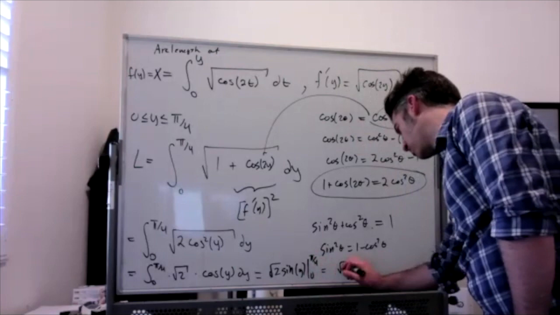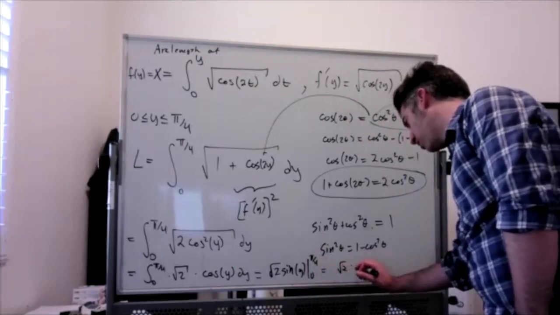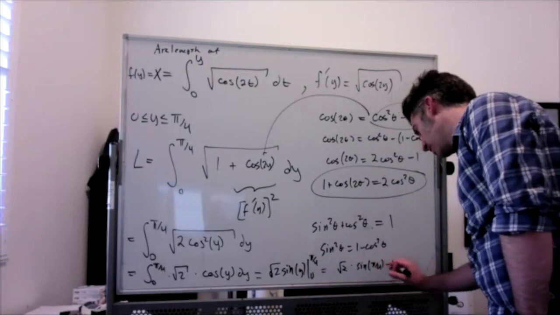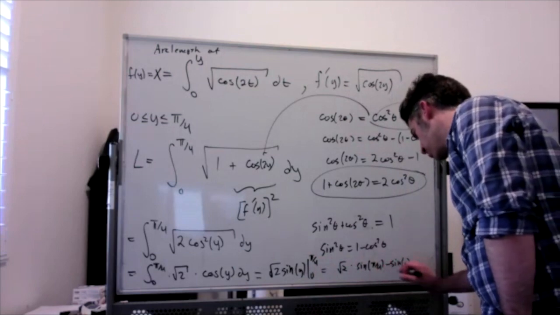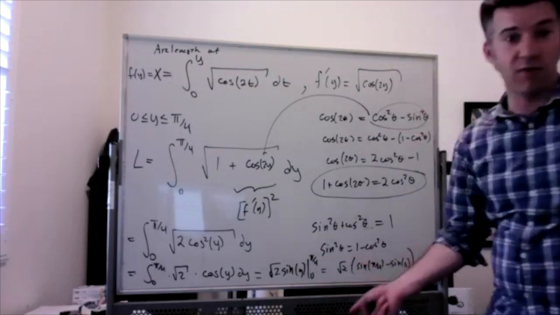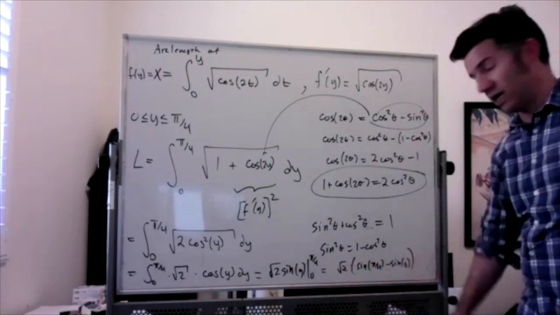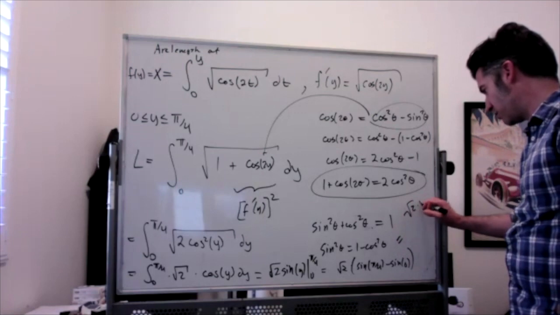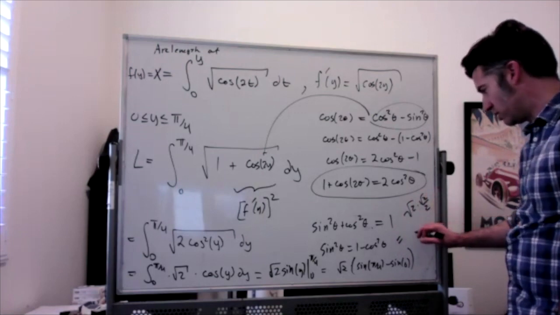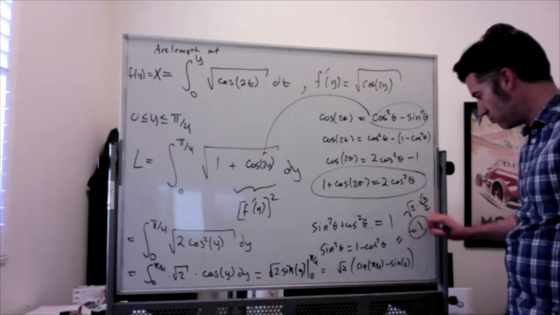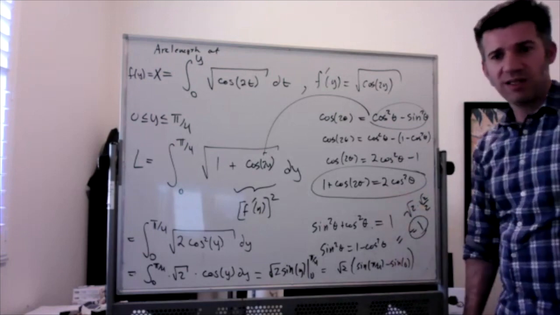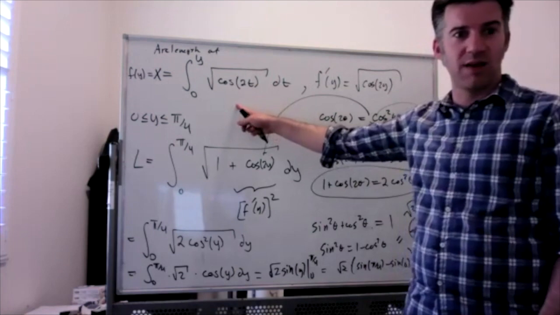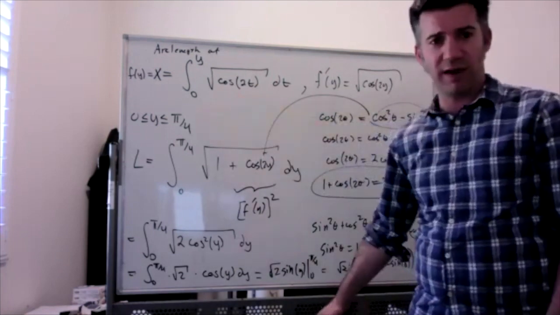So I get the square root of 2 times sine of pi over 4 minus sine of 0. Sine of pi over 4 is root 2 over 2. Sine of 0 is 0. So you end up with root 2 times root 2 over 2, which is just 2 over 2, which is 1. It's kind of a neat answer, right? That the length of this bizarre looking thing from 0 to pi over 4 is in fact 1.